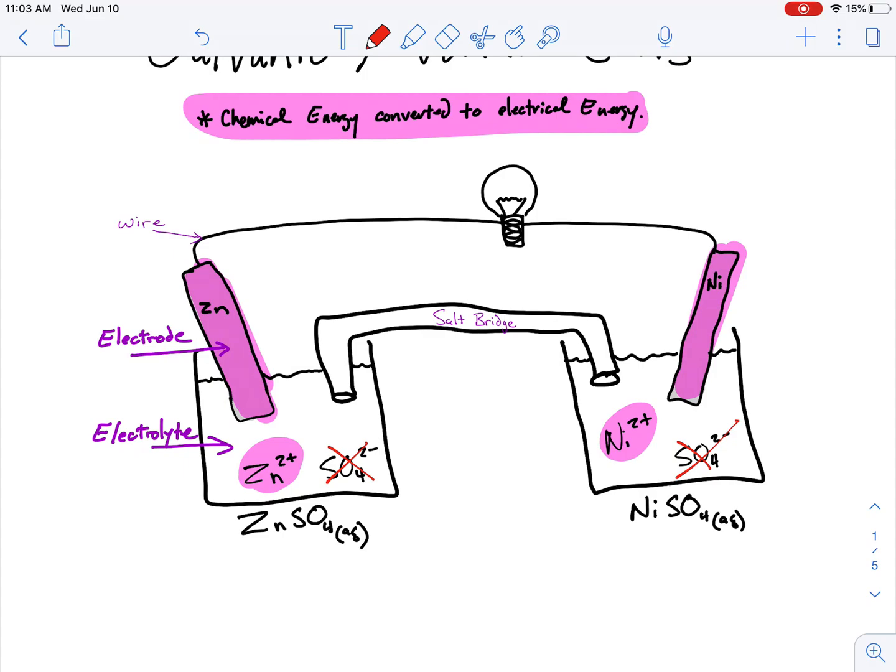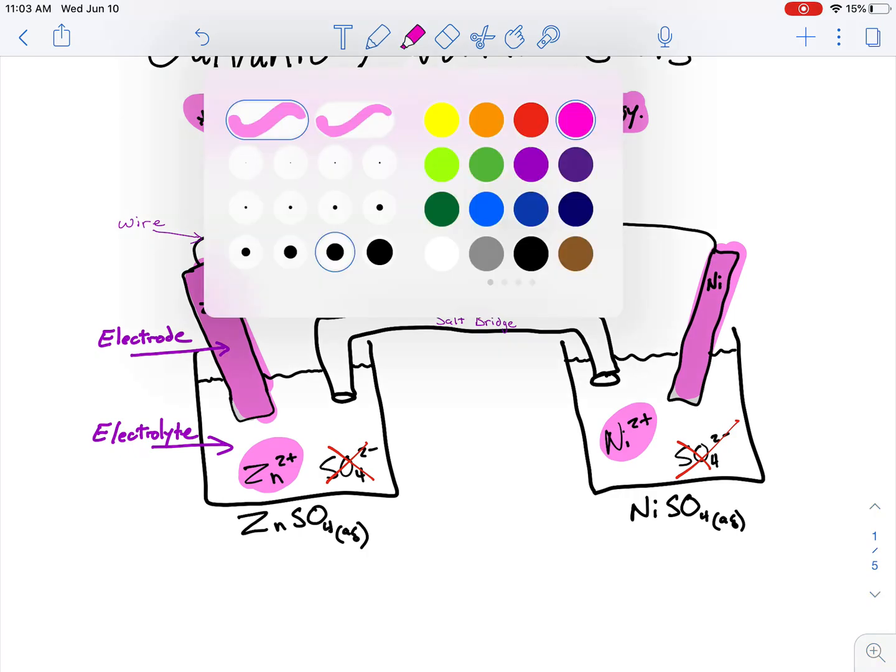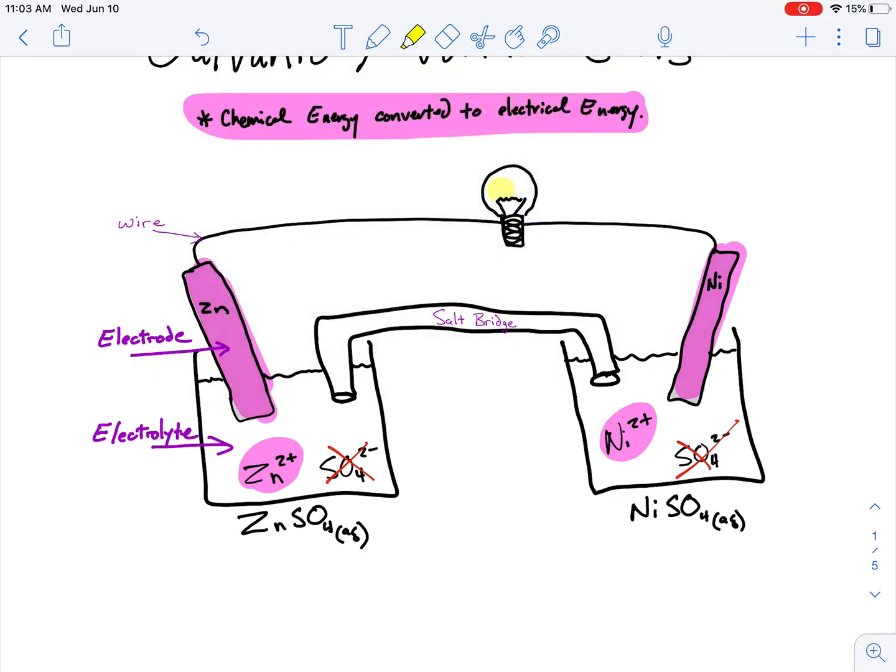If I were to set this up in lab and hook it up, not to a battery, but to a light bulb, that light bulb would just seem to be randomly turning on. But in reality, it's because of a redox reaction.